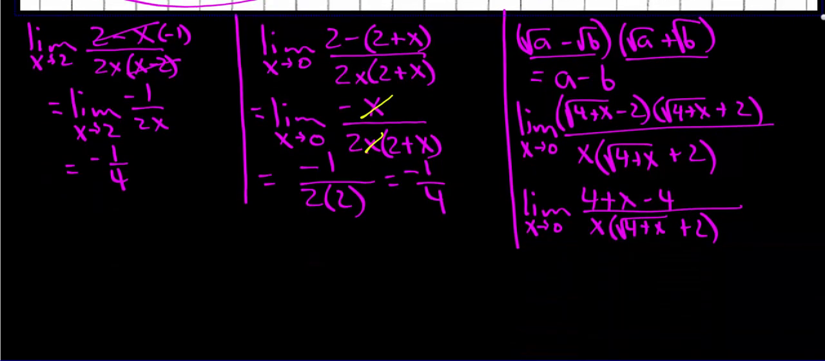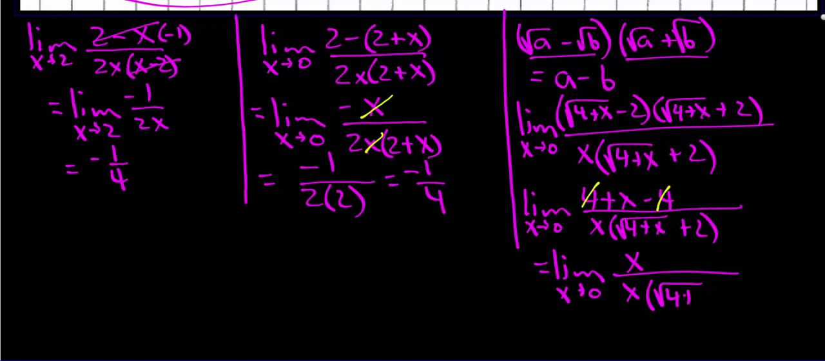Okay. Now, when we do that, notice that this 4 and this 4 divide out, or not divide out, but add out. And what we get is the limit as x goes to 0 of x over x times the square root of 4 plus x plus 2. These x's divide out. And now we can just plug in and we get 1 over 4.